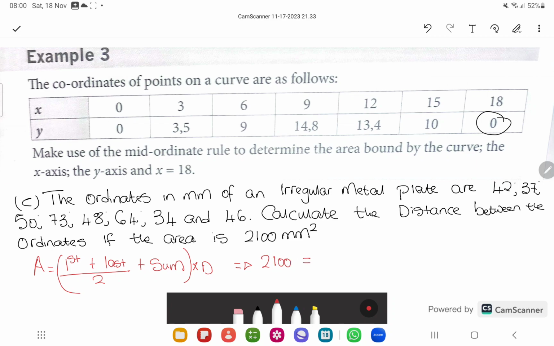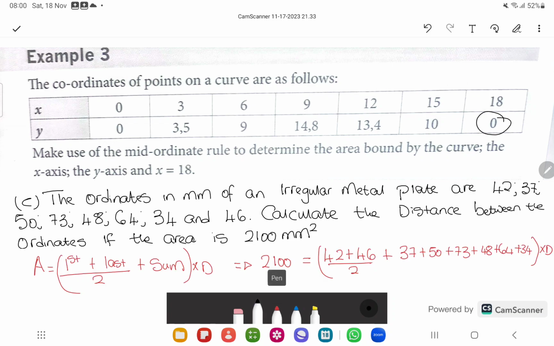Okay, then what we have here, the area is 2100. It's equal to, the first one will be 42, then plus the last one, which will be 46, then divided by 2 as always, then plus, we're going to add the remaining, that is 37 plus 50 plus 73, and then plus 48, plus 64, plus 34. Which means that we're going to multiply it by d.